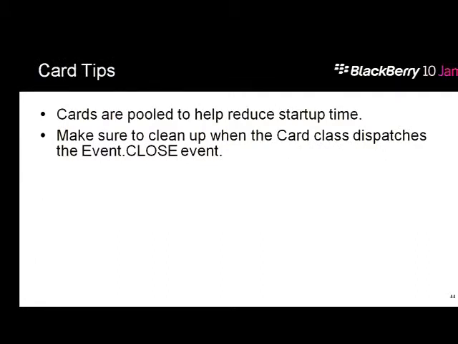A couple tips on this. Cards are pooled. So if one application requests the card, it starts it up and uses it. That application closes down. Another application asks for the exact same card. It will use the same instance of that if it's still available. So this greatly reduces startup time for re-showing the exact same card over and over again in multiple applications. The important thing about this is that when your card is closed, you just listen for this event on your card class, the event.close. You want to get rid of any data that's already there so that when you reinitialize it or view it a second time, it comes up clean in a state that's acceptable.